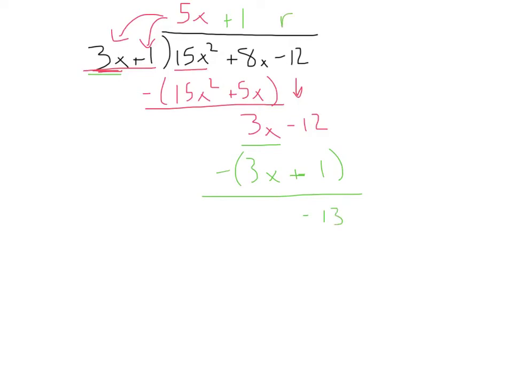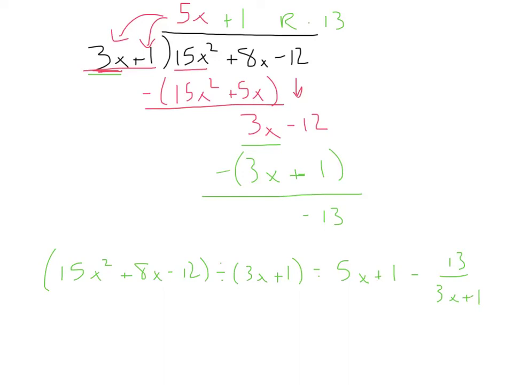So I've got a remainder of negative 13, which means that the answer to the question, 15x squared plus 8x minus 12, divided by 3x plus 1 is 5x plus 1 minus 13 over 3x plus 1, or if you prefer, plus negative 13 over 3x plus 1.